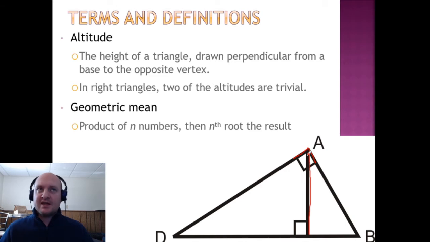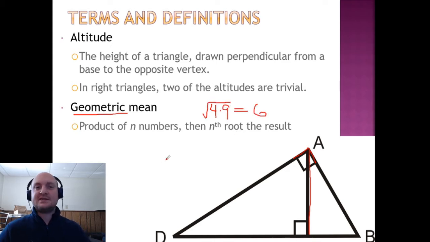Next, geometric means. What's that? Well, you may know what a mean or an average is when you add them all up and divide, but a geometric mean is when you multiply them all up and root. So something like 4 times 9 and then square root for an answer of 6.